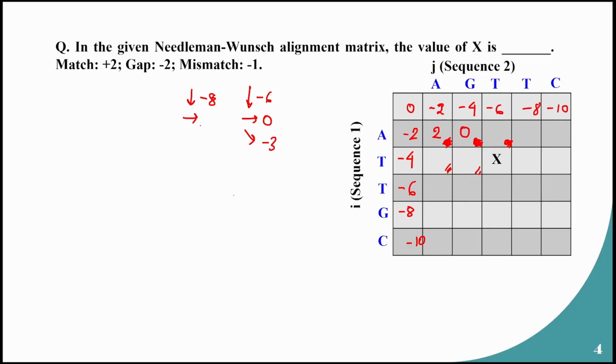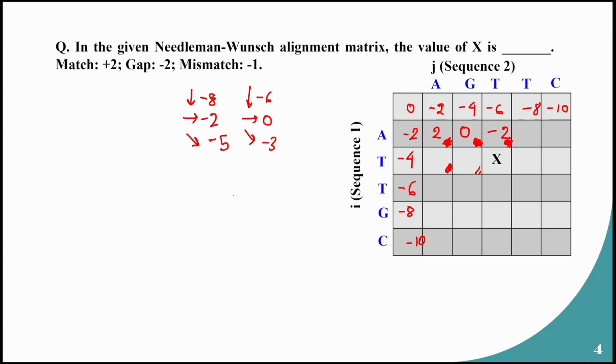The horizontal score will be -2. The diagonal score will be, so this is A versus T. A versus T is a mismatch, so it will be -5, right? Since that's -5, in this case, the best score again is -2.